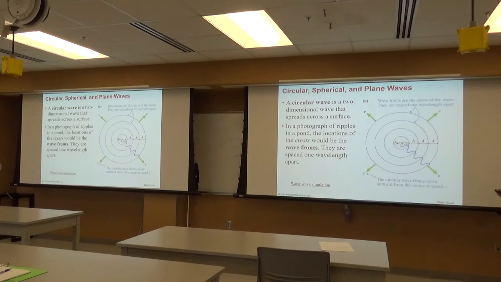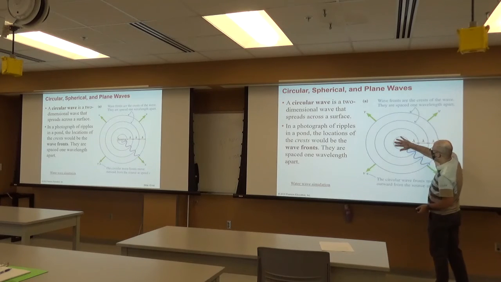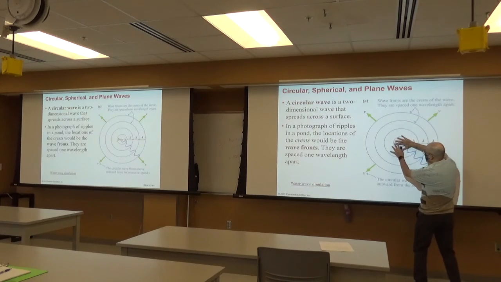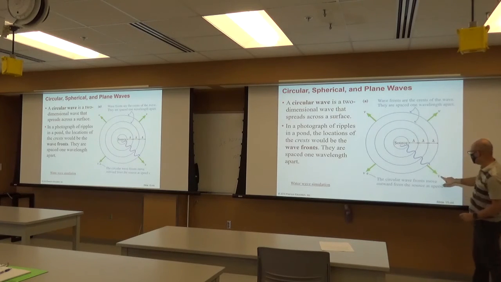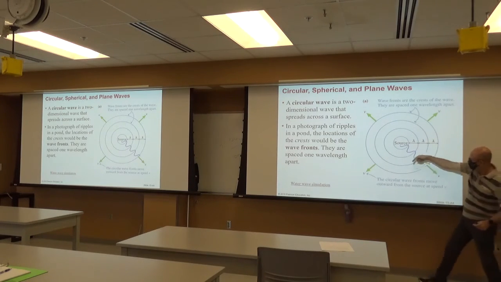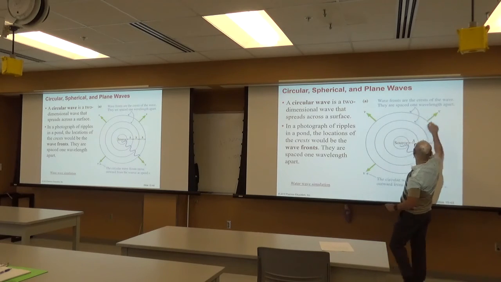And these circles are called wave fronts. Okay, so these are the wave fronts. So one wave front, another wave front, another wave front, another wave front. Okay. So you start one wave front here, and that wave front will expand, move outward with some velocity v.